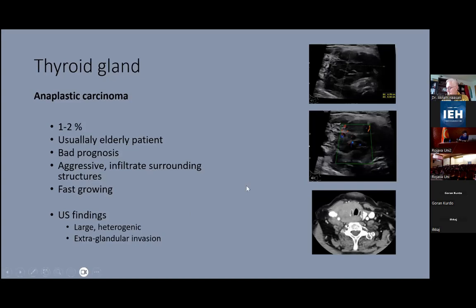As you see in this patient, first we did an ultrasound. It's a large, heterogeneous, extraglandular tumor. A biopsy was done, then a CT scan of the neck and body was performed, and the report of the pathologist was that it was a lymphoma. So anaplastic carcinoma and lymphoma resemble each other. And that's why when you have a very large extranodular tumor, you have to take a large core needle biopsy.